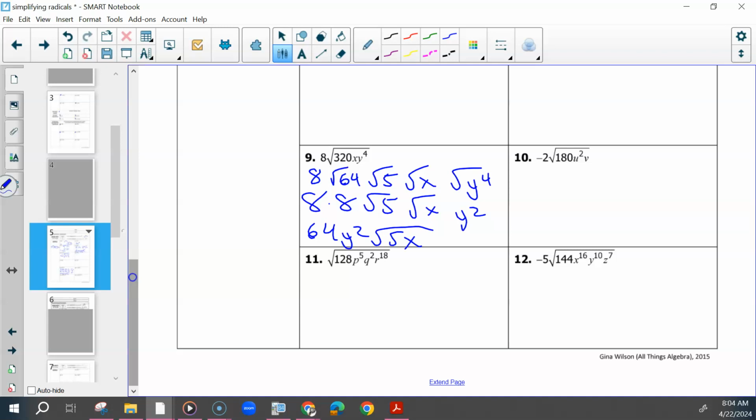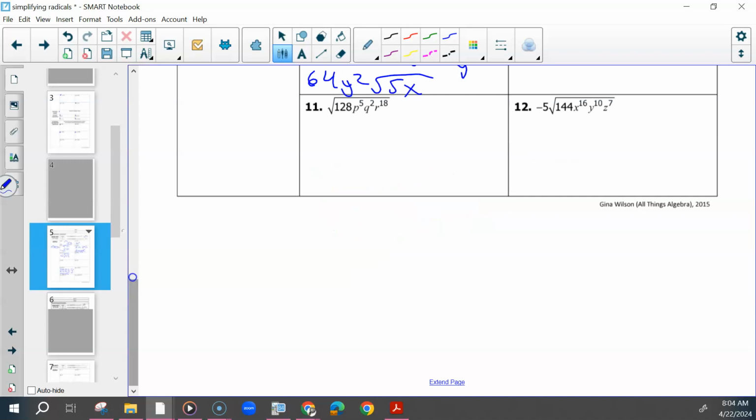Let's do one more on this page. 11 or 12? Just to use it. 12.